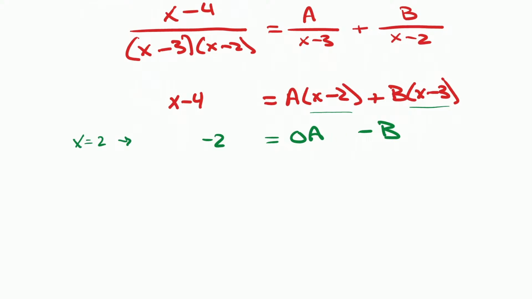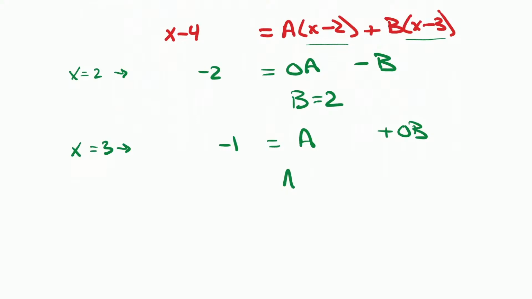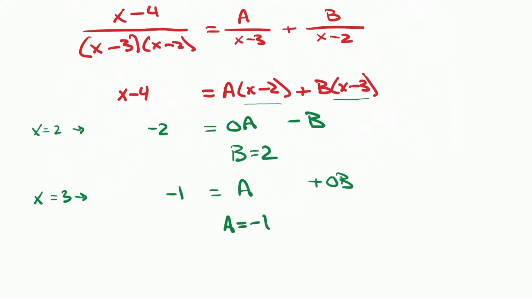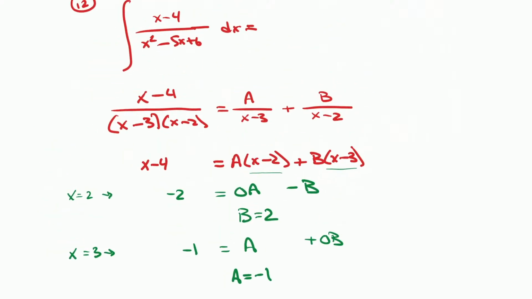So if you're clever about how you choose your x's, because this should be true for all values of x, you can pick a value of x and actually simplify the whole process. So b here is 2, and then we'll pick another one, x is equal to 3, and that gives me -1 on the left and a on the right, plus 0b, of course. And so a is -1.